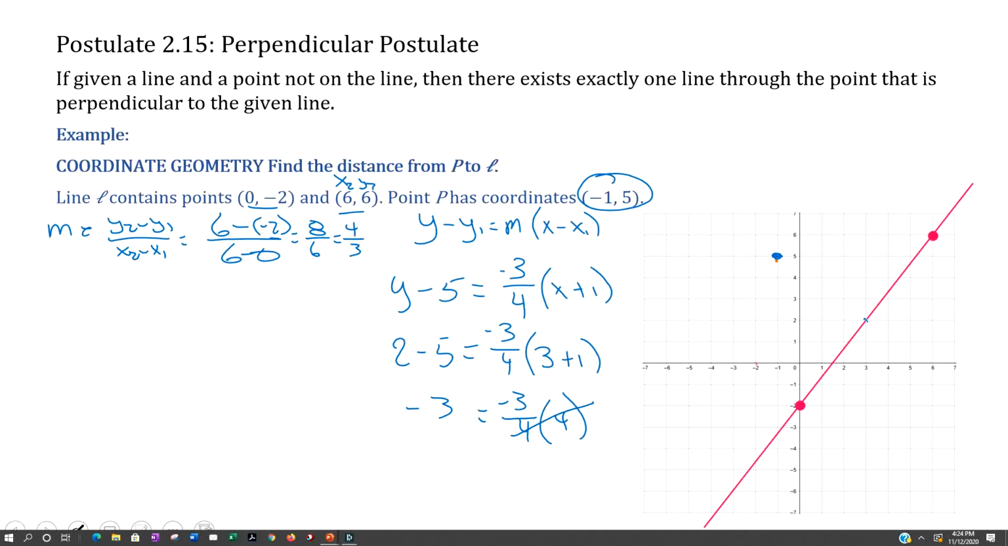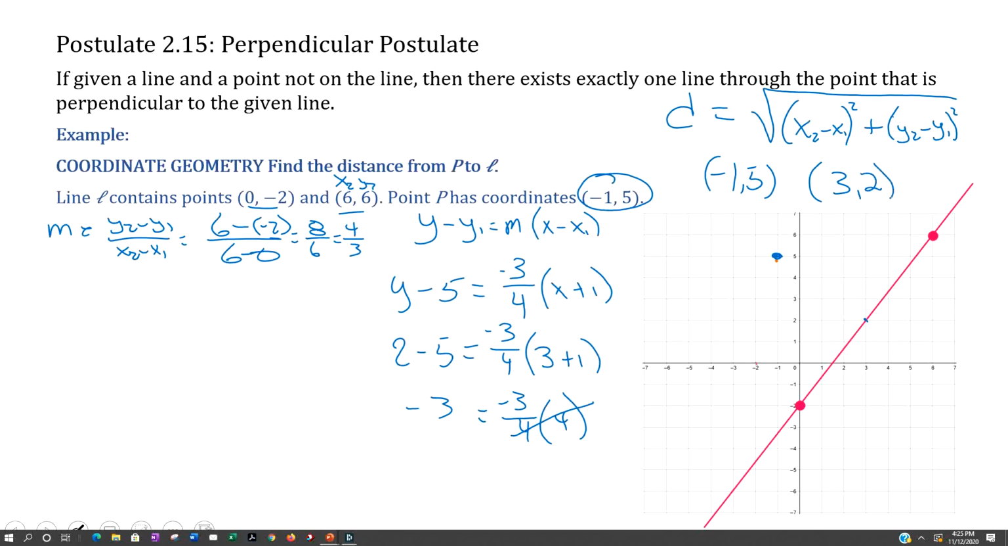Now, we've been talking about distance. We're going to remember the distance formula is always the square root of x2 minus x1 squared plus y2 minus y1 squared, and then take the square root of that. So I have my points. I have a point (negative 1, 5), and then I have a point (3, 2). So I'm going to plug those into my distance formula.